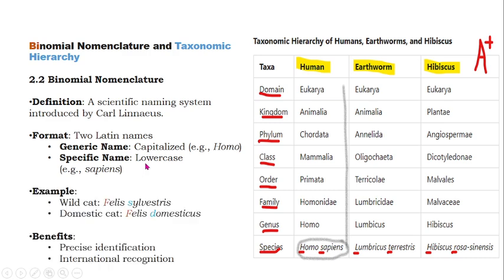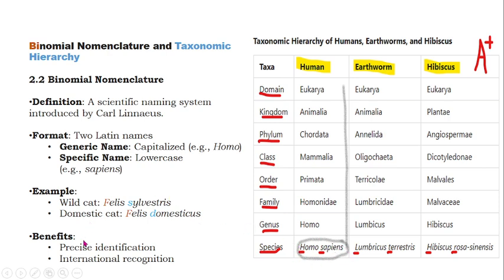So you should ask yourself, why do we need binomial nomenclature? Why is naming organisms important? It is important because we need precise identification. If we say we need this organism, for example, a human being, it should have his or her own specific name, so that you can distinguish these individuals from other organisms.